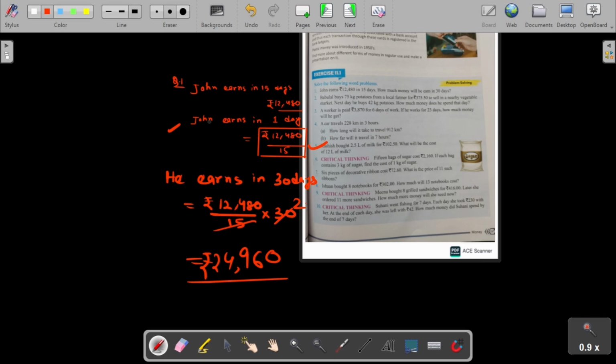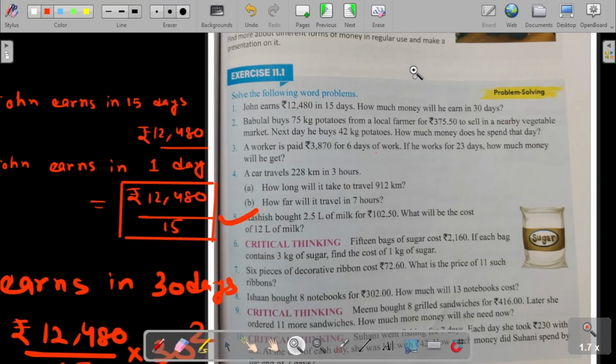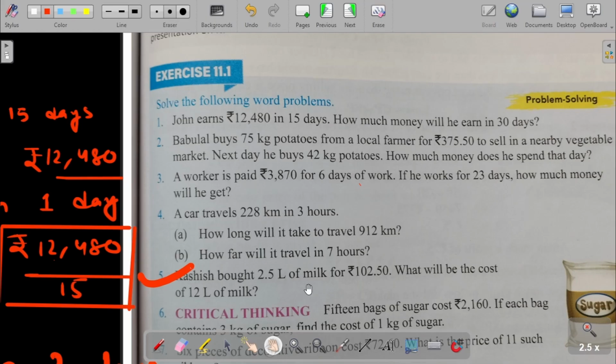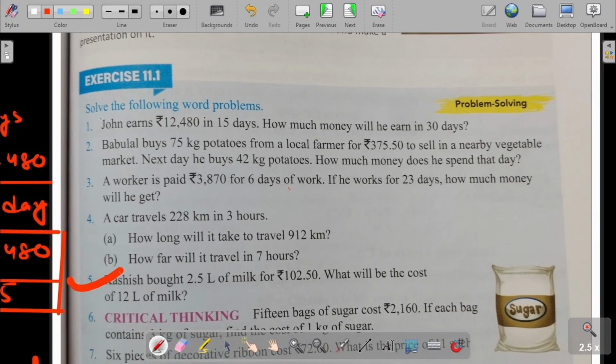তাহলে এখানে আমার প্রবলেমে বলা ছিল যে 15 দিনে সে যদি আর্ন করে 12,480 টাকা, তাহলে প্রথমে আমরা কি করলাম? একদিনে সে কত টাকা আর্ন করে ওটা আমরা বের করে নিলাম। এবার বের করার পর আমরা কি করব? 30 ডে কত টাকা সে আর্নিং করছে সেটা বের করার জন্য আমরা 30 দিয়ে কি করব? মাল্টিপ্লাই করে দেবো। তাহলে এখান থেকে আমরা পেয়ে গেলাম যে সে 30 days how many money he earn. Okay, next. So question number 1 done.